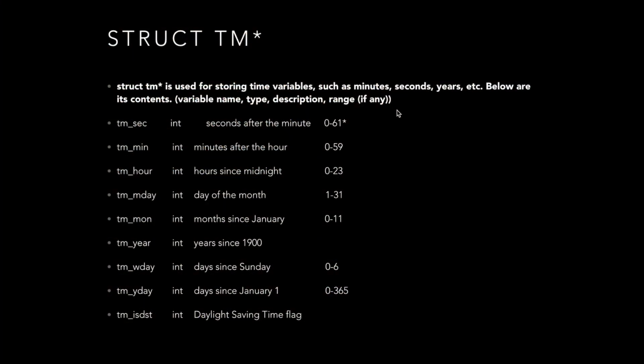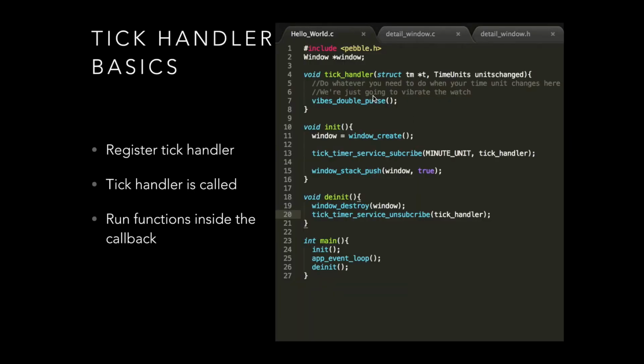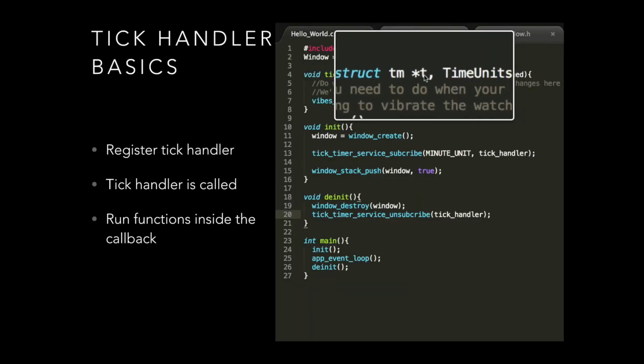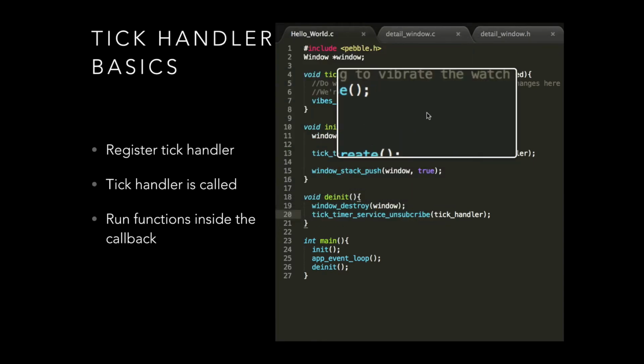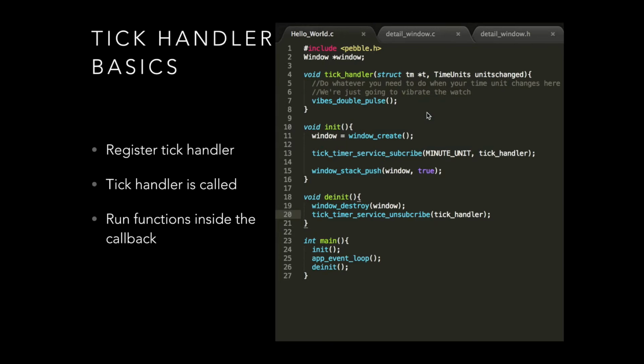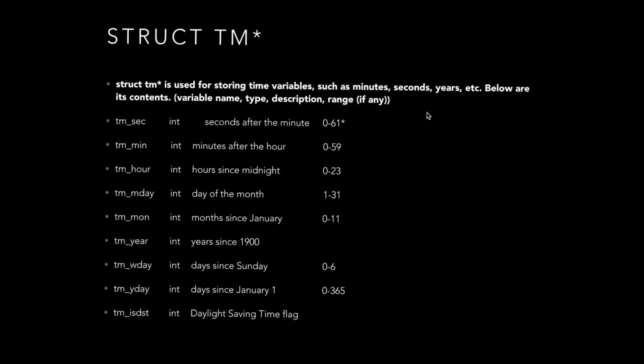Okay. So this is struct. It's used for storing time variables such as minutes, seconds, and years. There are a bunch of different variables you can use in its contents, and as you can see here, struct is actually passed into the tick handler automatically. As long as you have your tick handler registered, you can get that struct without you having to create it or anything.